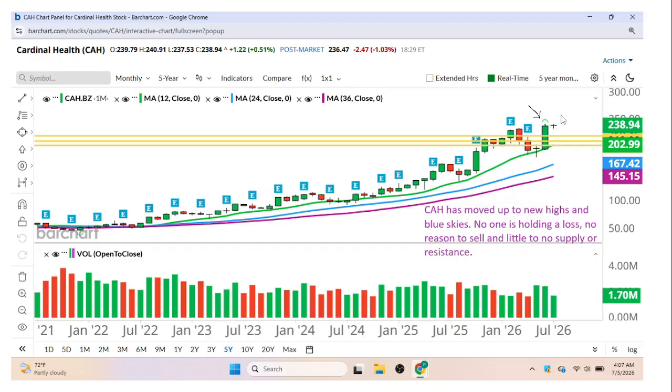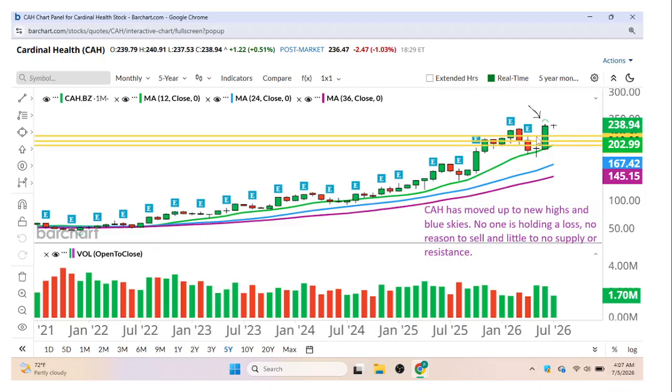The thing about stocks making new highs, you have to understand this too about the markets. So Cardinal Health has moved up to new highs in blue skies, right? No one at this time is holding a loss. There's no reason to sell, and there's little to no supply or resistance. Think about that. Even if you bought at the top of the green candle just before it makes a new high, you're still not holding the loss. Anybody to the left here that bought during this entire 5-year period is not holding a loss. Even the guys that bought on these red candles. Nobody is holding a loss right now on a new high.